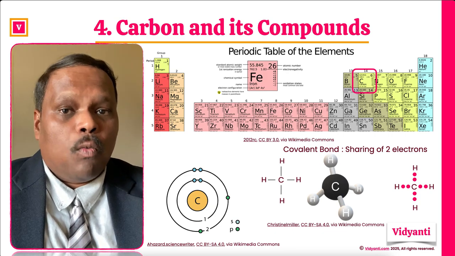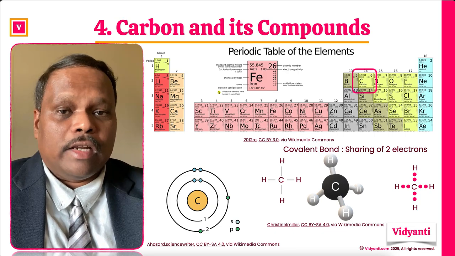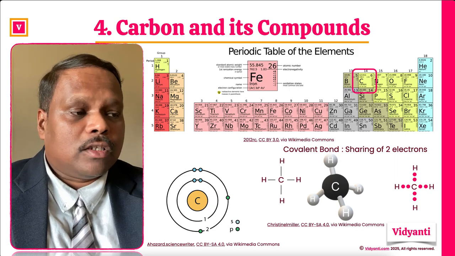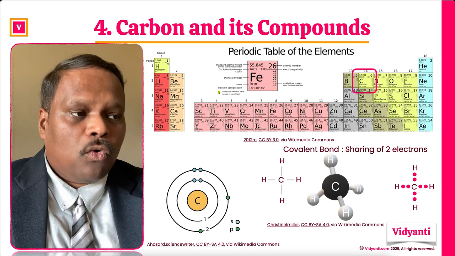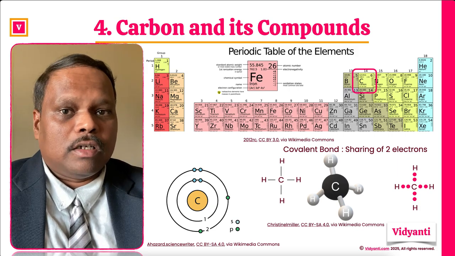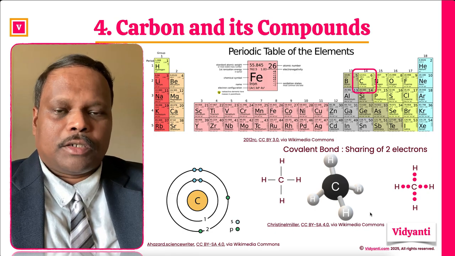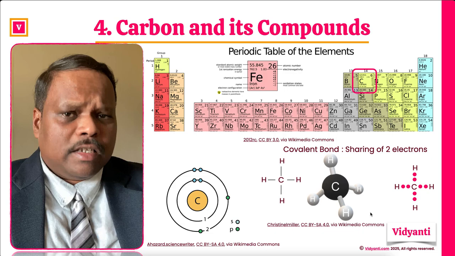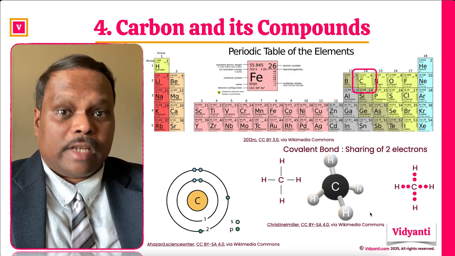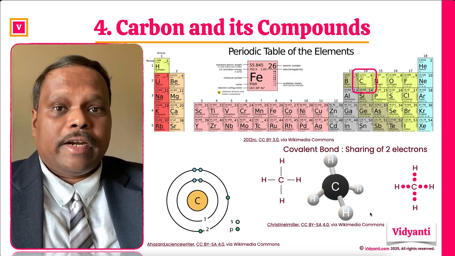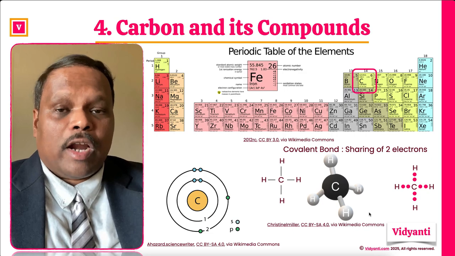Here 1 dot represents 1 electron. Since 1 covalent bond is 2 electrons, 4 covalent bonds will be 8 such electrons, and that will be the electron dot structure of methane. We can write similar dot structures. They will get slightly more and more complicated as the number of carbon atoms increases.